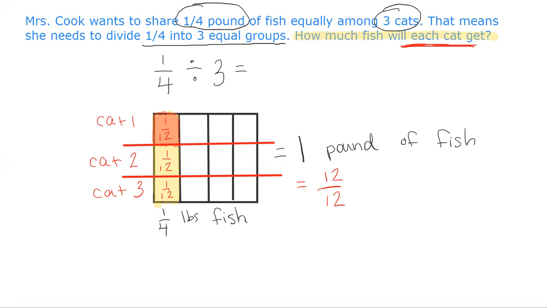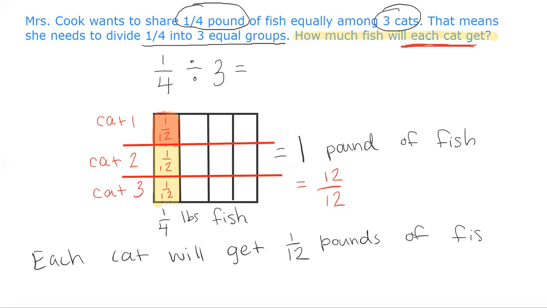So I'm going to go ahead and write a sentence. Each cat will get 1/12 pounds of fish. So we just solved this division problem. 1/4 divided by 3 is equal to 1/12, but we did it with a drawing instead.